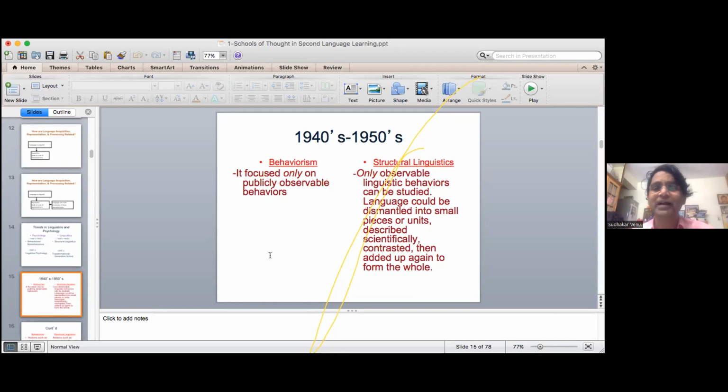And at the same time, structural linguistics was also arguing that only observable linguistic behaviors can be studied. Language could be dismantled. You can bifurcate the language into small pieces and units and describe all the units in a scientific manner, just like a nuclear scientist divides matter into atoms and subatomic particles. Then you can try to synthesize. That is the way structural linguistics was conceptualizing language studies. So friends, try to see the parallels between these two.